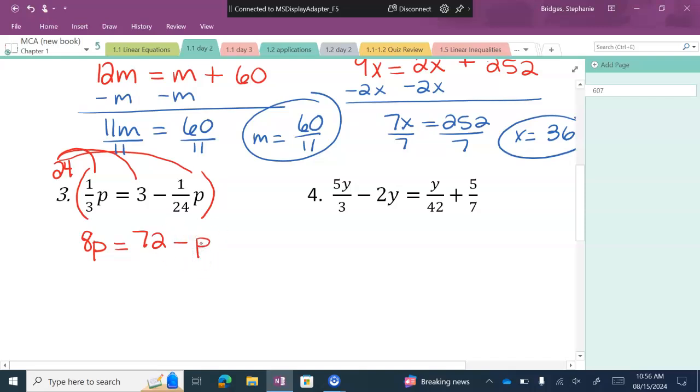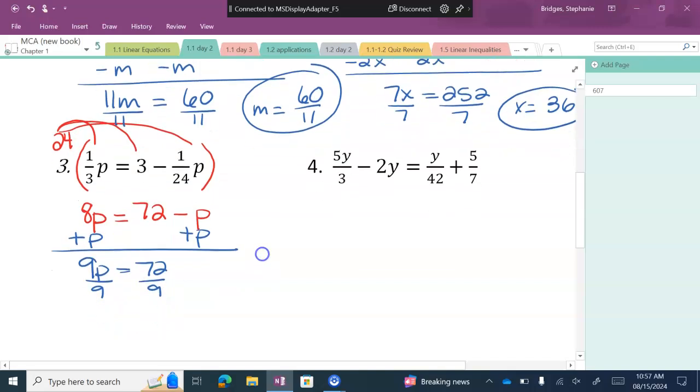Don't forget the variable that's out there, especially when it reduces to be just 1. Make sure if the variable's there, you stick it in the end. Also, that was a negative 1/24p, so it's going to be a negative 1p. Then I can continue to solve by adding this p over to this one. That gives me 9p equals 72. I divide by 9, and so therefore p is going to be 8. Ooh, not a b, a p. Try that one more time.